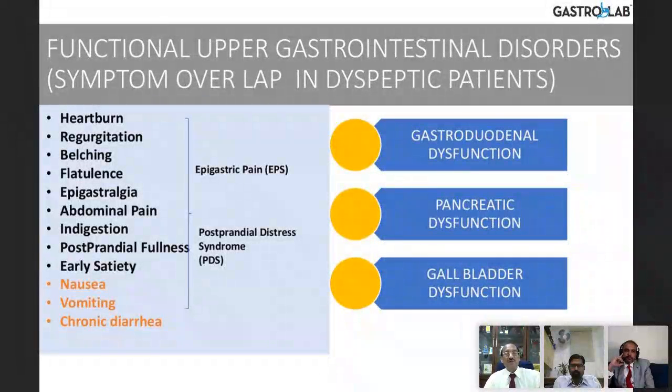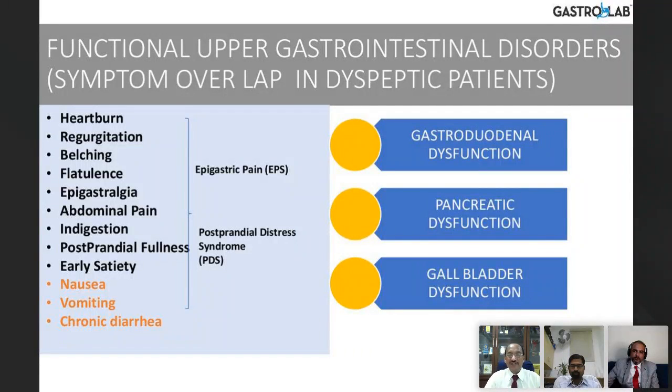For example, if somebody presents with dyspepsia, it may not be all the time from the stomach. It may be a gastroduodenal dysfunction or sometimes even pancreatic dysfunction. It could be gallbladder dysfunction. So gallbladder dysfunction can also present similarly with heartburn, regurgitation, belching, flatulence, epigastralgia, abdominal pain, indigestion, postprandial fullness, early satiety, nausea, vomiting, chronic diarrhea. I'm sure all of you recognize these are very, very common in our clinical practice. So I told you about the EPS, epigastric pain syndrome, and the postprandial distress syndrome. All this can present this way. So they're all functional. So how do we sort this out?